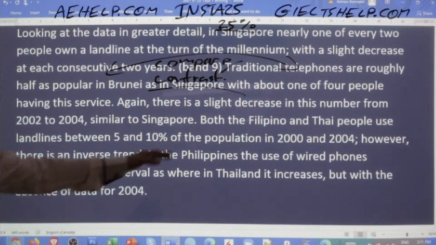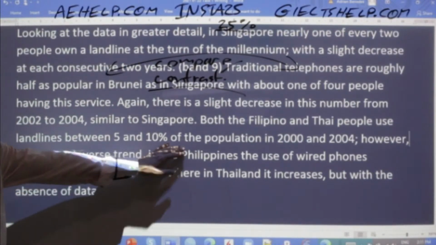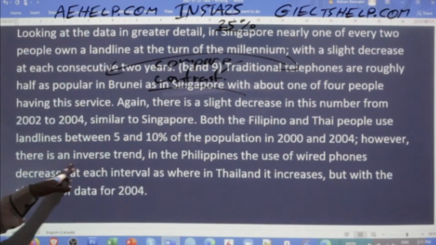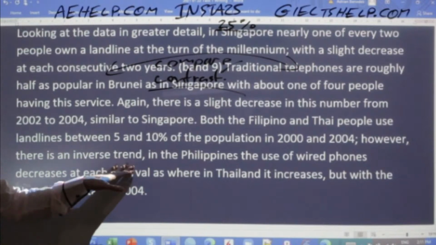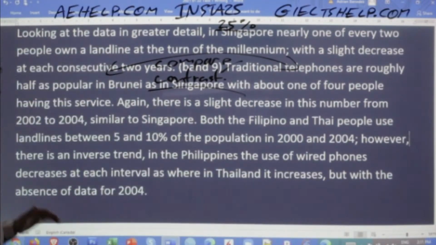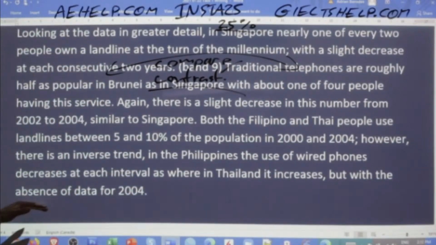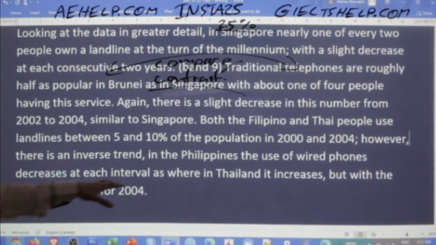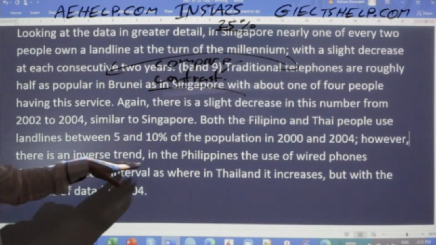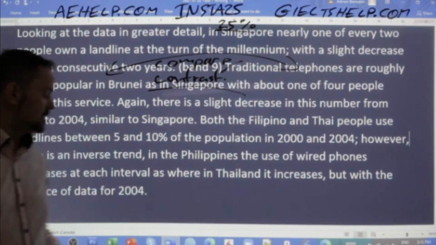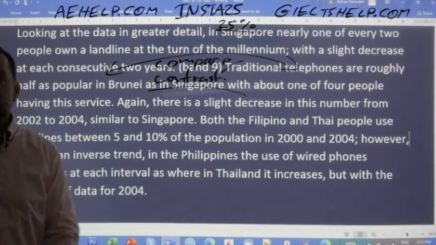Here we go. Thai people used landlines between 5 and 10% of the population in 2000 and 2004. However, there's an inverse trend. Take notice of this vocabulary, inverse trend. In the Philippines, the use of wired phones decreases at each interval, whereas in Thailand it increases, but with an absence of data for 2004.